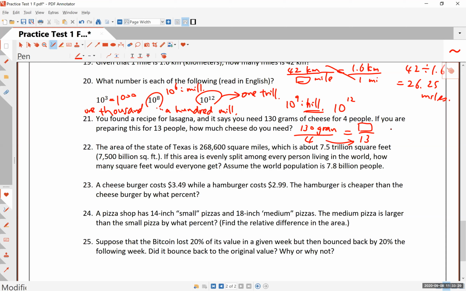right? The answer here, you do multiplication, 130 times 13, that's equal to 4 times the answer you need, right? Cross multiplication, so you have to divide it by 4. And if you do this calculation, basically it's 130 times 13 divided by 4, you will get 422.5. So you can say about 423 grams or 422 and a half grams, okay? And so that would be the answer. I know I didn't write this very well here on the corner. So 130 times 13 divided by 4, and that is 422.5 grams.